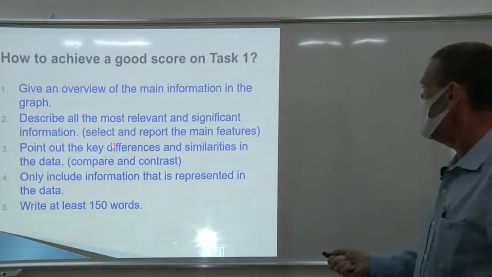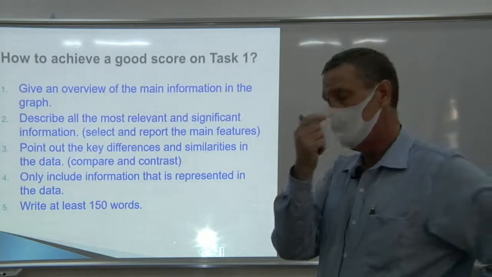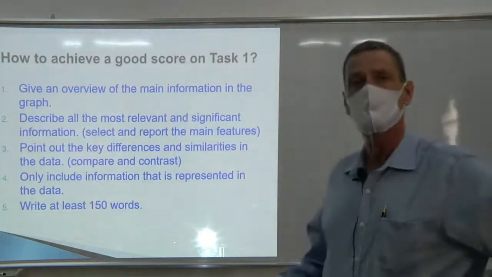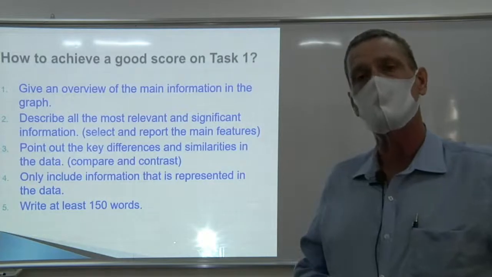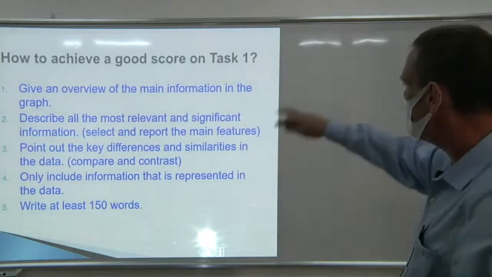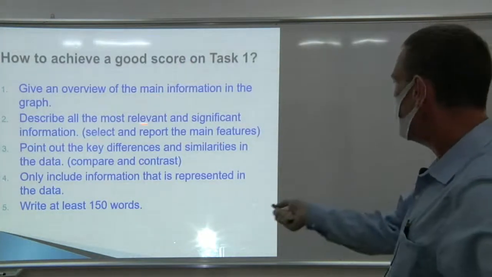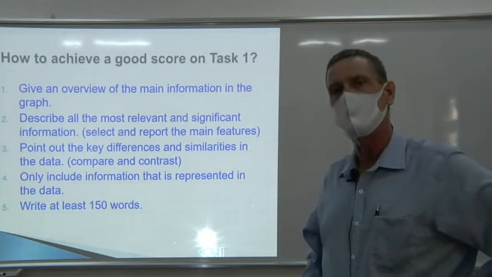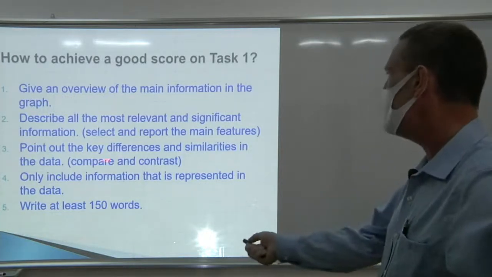Very important. You have to select and report the main features. It's up to you what to write about here. The most relevant and significant information is going to be maybe the highs, the lows, and then that thing that we talked about, the trend. What does the overall information tell us? Are things increasing? Are things decreasing? Were things steady? Did things fluctuate? So we want to talk about the trend in our response to task 1, and then compare and contrast.